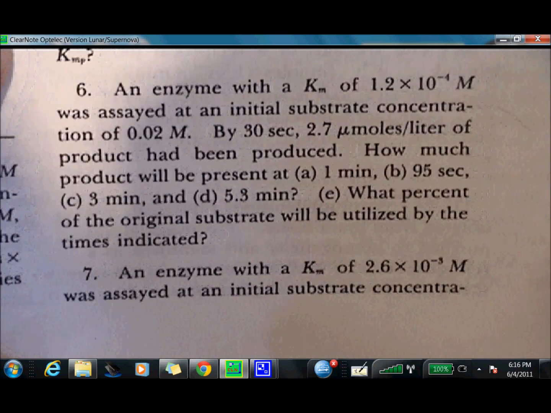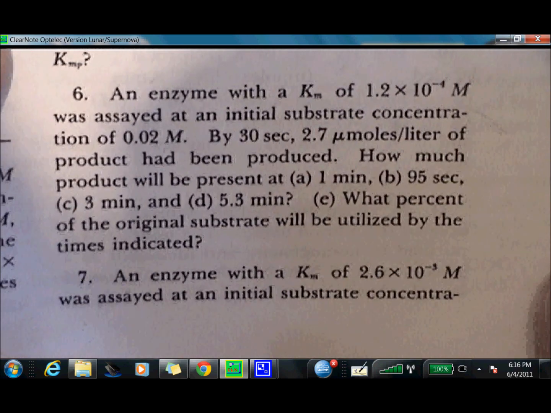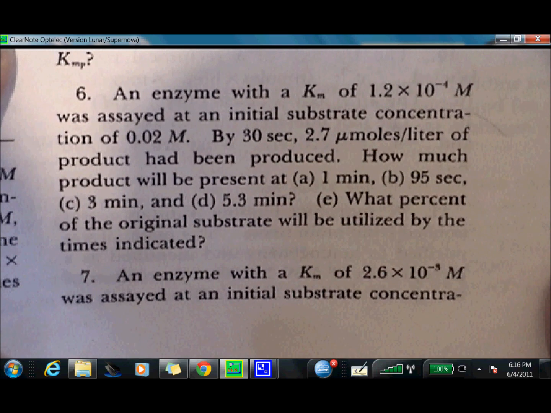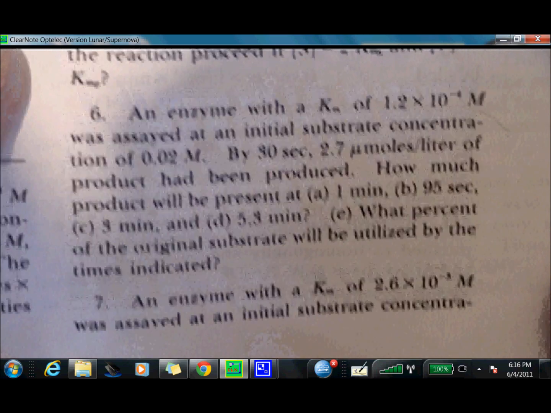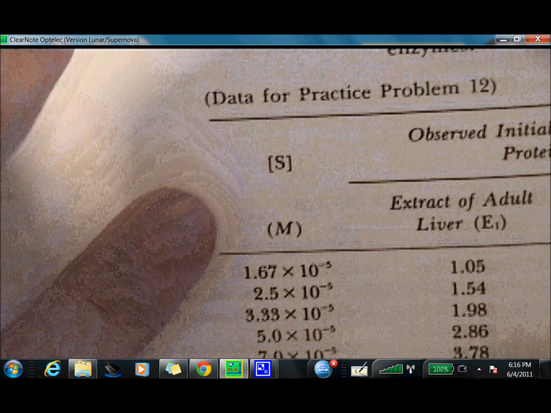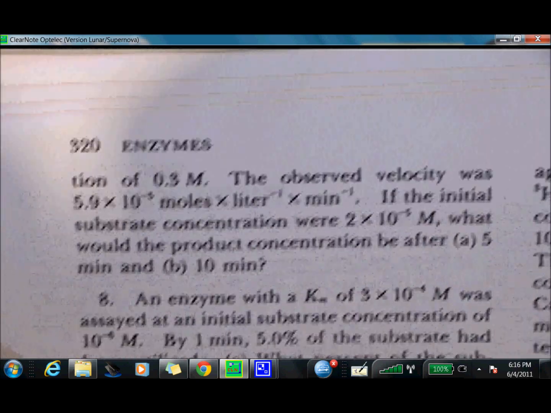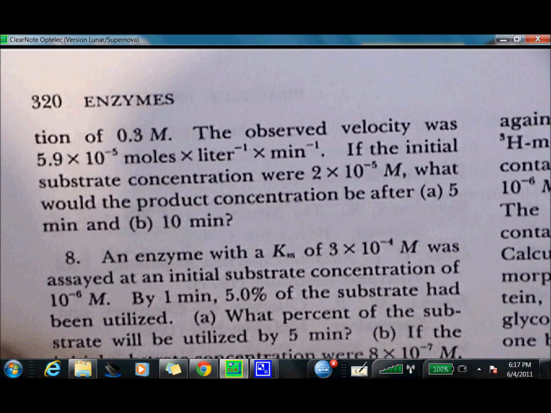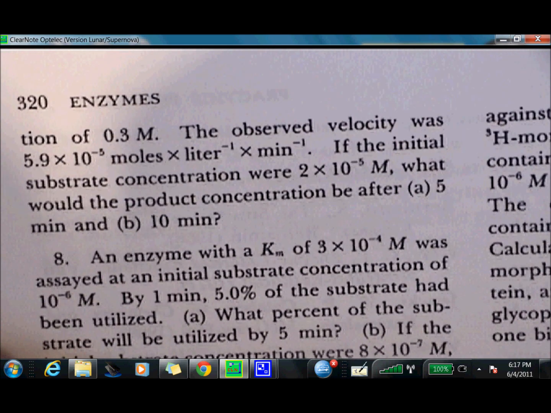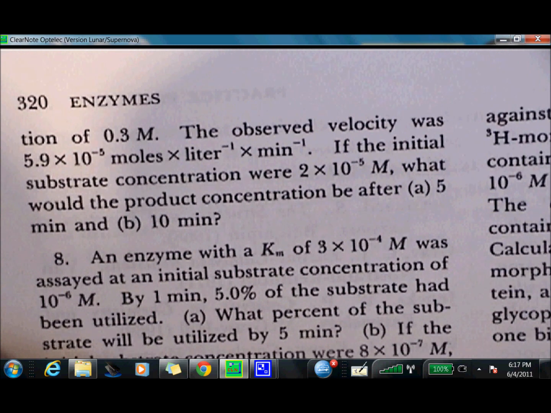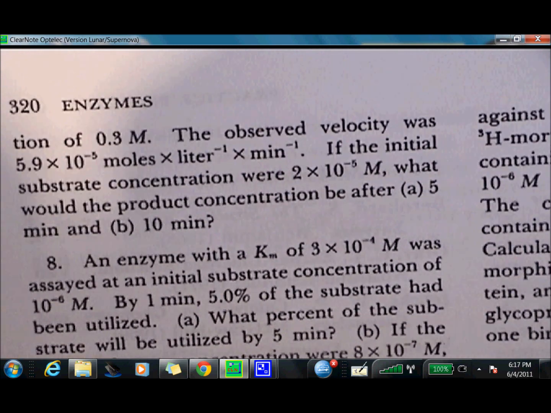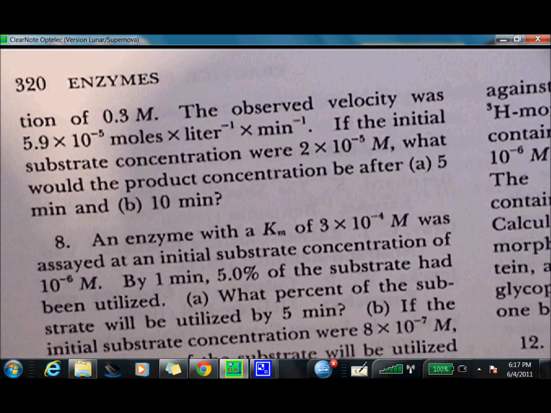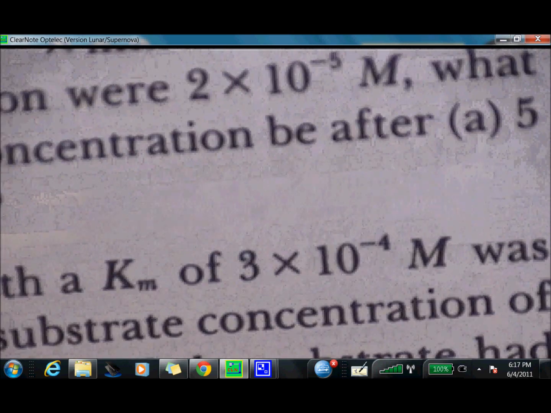An enzyme with a Km of 2.6 times 10 to the negative third was assayed at an initial substrate concentration of 0.5 molar. The observed velocity was 5.9 times 10 to the negative fifth moles per liter per minute. If the initial substrate concentration was 2 times 10 to the negative fifth, what would be the product concentration after 5 minutes and 10 minutes?